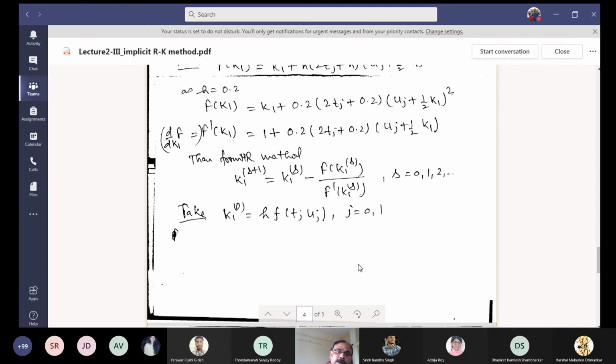What will be your initial guess for this? K1 0, to get K1 1, you require K1 0. So very simple, that which is known to you, the basic slope, that is h into f of tj uj. Here it is for j equal to 0 and 1. So K1 0 will be your h into f of tj uj. Is that clear? This is the nearest one which is available to you. Is that right?